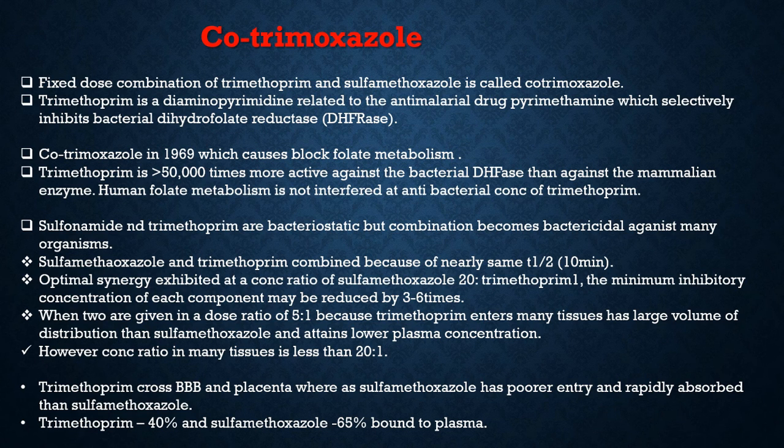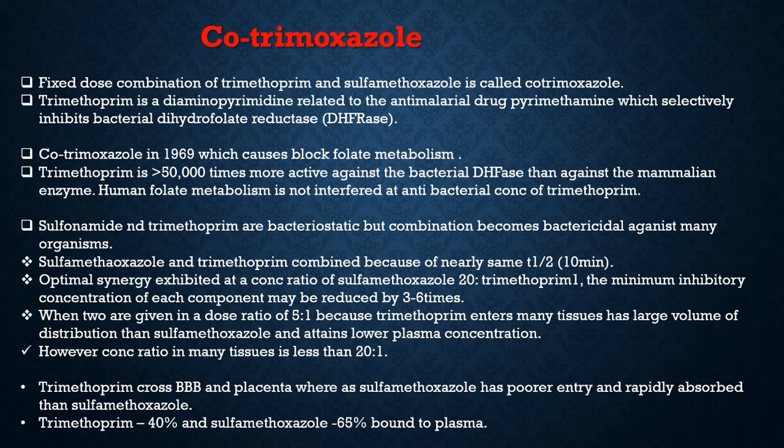First of all, let's see about co-trimoxazole. Co-trimoxazole is a fixed dose combination of trimethoprim and sulfamethoxazole. Trimethoprim is a diaminopyrimidine related to the anti-malarial drug pyrimethamine, which selectively inhibits bacterial dihydrofolate reductase. Co-trimoxazole was introduced in 1969, which blocks the folate metabolism.